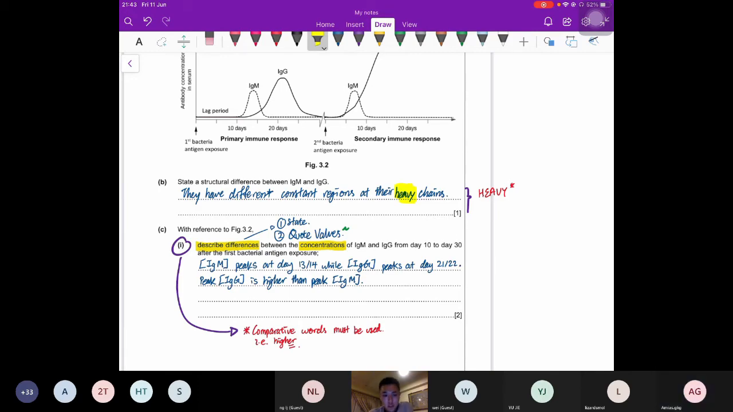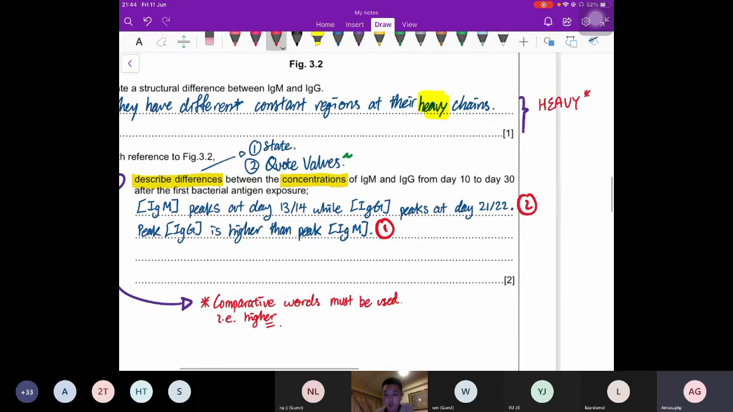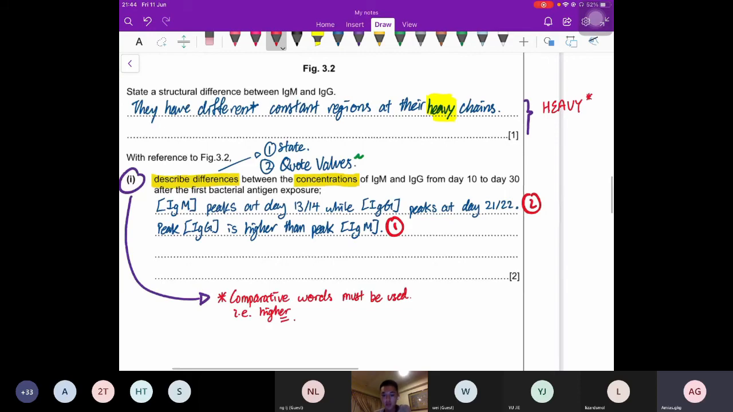The difference between your concentrations of IgM and IgG from day 10 to 30 is that your IgM peaks earlier, at day 13, 14, while IgG's concentration peaks at day 21, 22. You don't write 21/22 on your answer sheet, I'm just giving you the range of values that is accepted as the answer. What I did here was the opposite of what I wrote: I stated the difference after I quoted the values. Either way works as long as you have both in your answer.